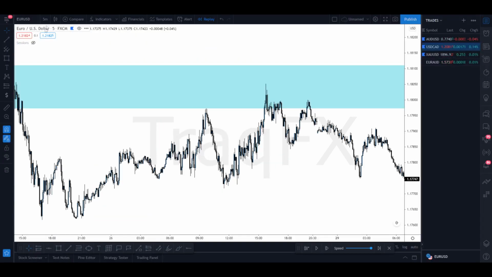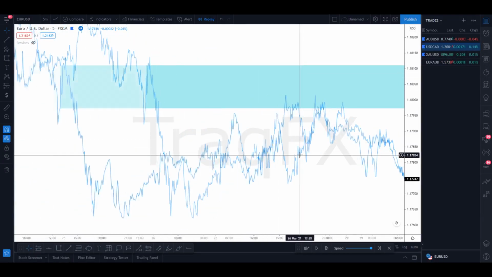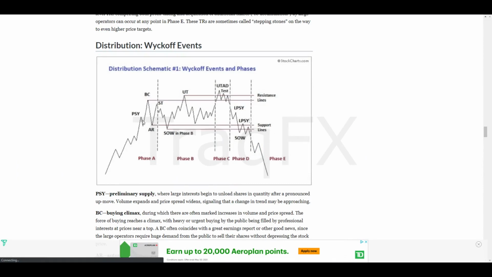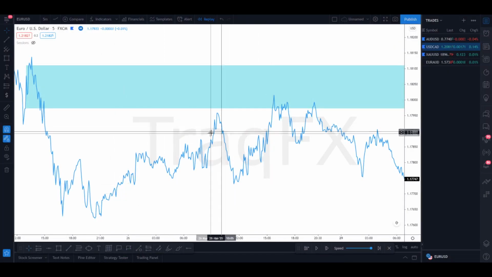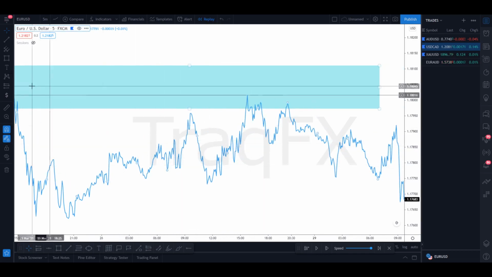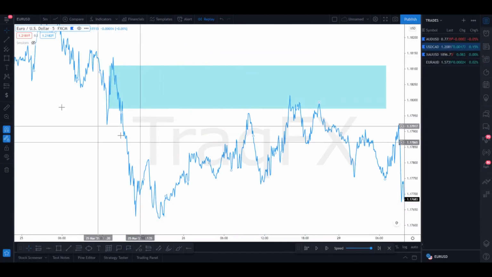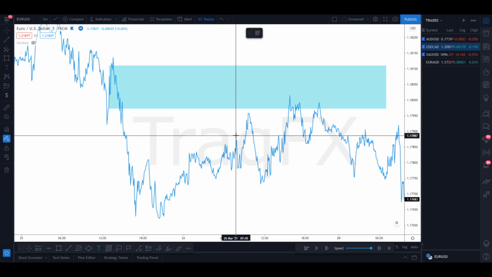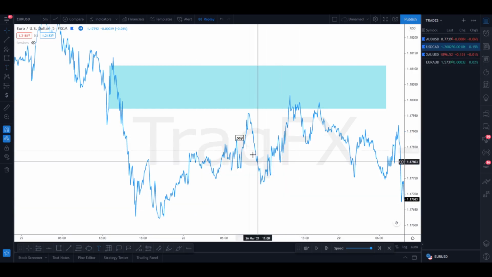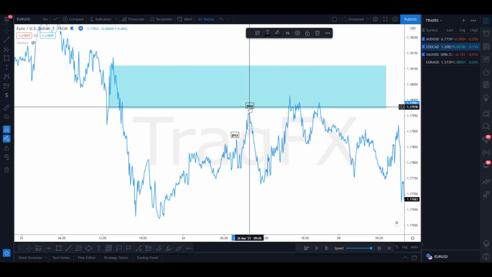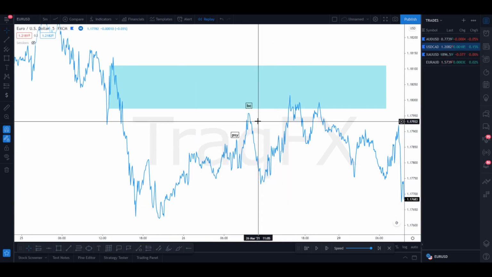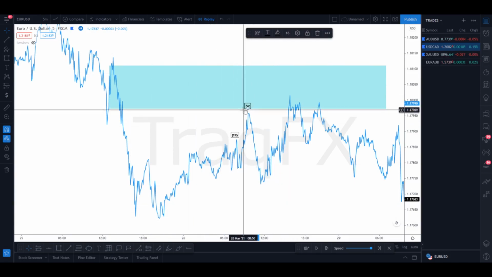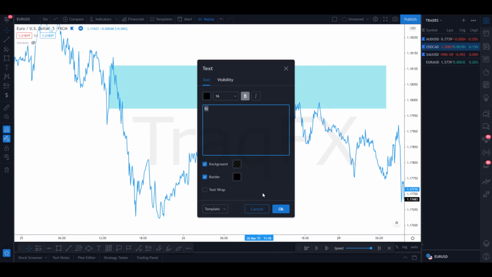So let's look for a PSY. PSY is supposed to be the last point of support or the last point of supply before the buyer's climax. So let's see if we can find that. Right over here, boom. Right here, I see it. So we have our PSY right here, our last point of supply. And right after that, we're followed by a major drop.